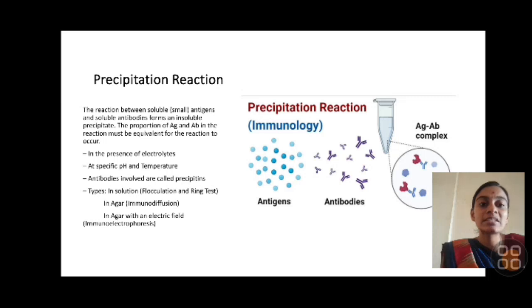Antibodies involved in these are called precipitins, and there are two types: in a solution, where a flocculation or ring test can be done; and in agar, immunodiffusion, and in agar with an electric field, immunoelectrophoresis is done to detect these precipitations.